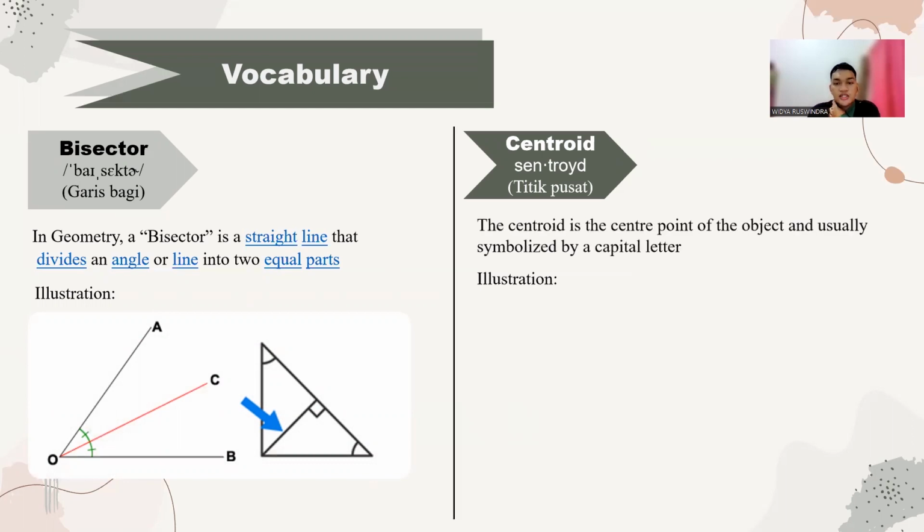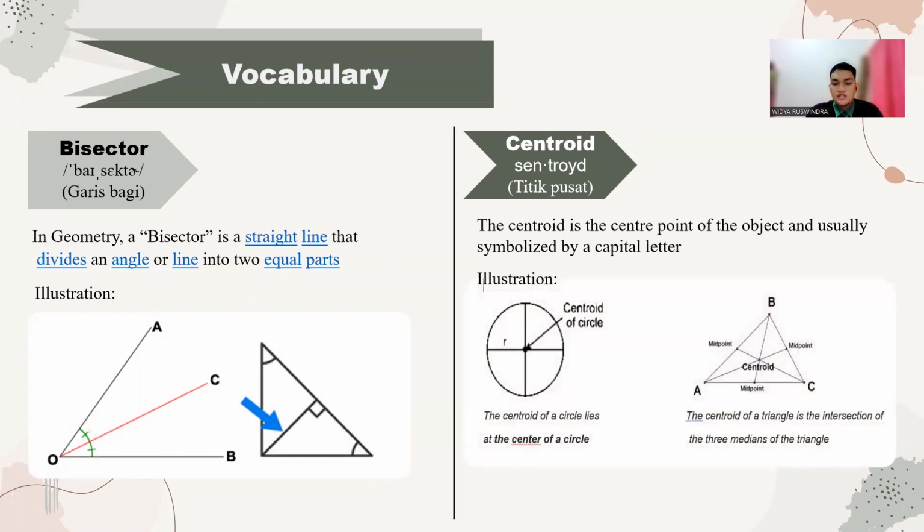The next vocabulary is centroid. The pronunciation is centroid. In Indonesian, we say titik pusat. The centroid is the center point of an object and is usually symbolized by a capital letter. This is for illustration. The centroid of a circle lies at the center of the circle. This is the centroid of a circle. And this is the centroid of a triangle, which is the intersection of the three medians of the triangle.